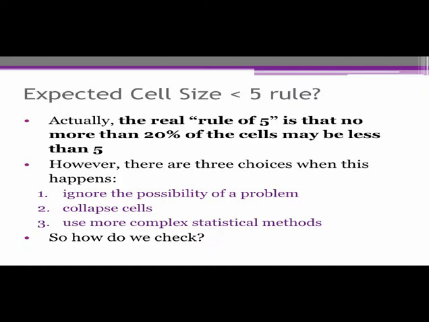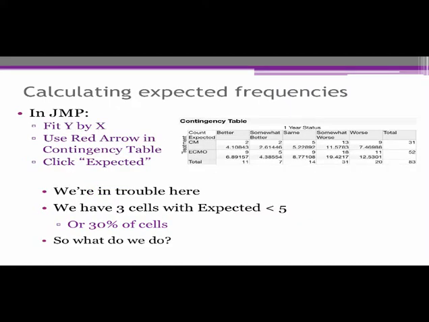So how do we check if we need to do more complex methods or collapsing? Well, the good news is that JMP will do this. Again, remember, we have an average proportion for better, somewhat better, same, somewhat worse, and worse. And what we would do is take that average proportion and multiply it by the n in each group, and that will get us our expected value. But JMP will do this for you. Fit x by y, or fit y by x. Use the red arrow next to contingency table and ask for expected. We'll see how to do this precisely in the JMP video. But for now, here's the output.